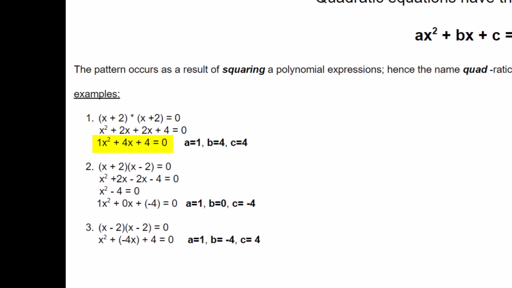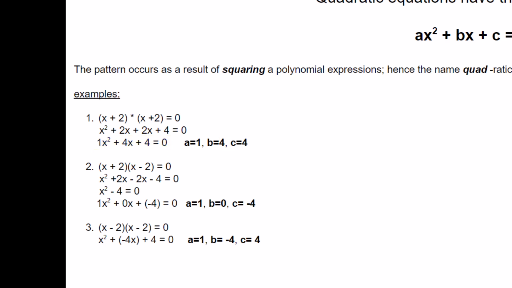So often when we see x squared, there's no leading coefficient. When that's the case, it's understood that the leading coefficient is 1. Therefore, for this equation, a is equal to 1, b is equal to 4, and c is equal to 4. Let's do a couple more of these because they're going to be important for what's coming up.